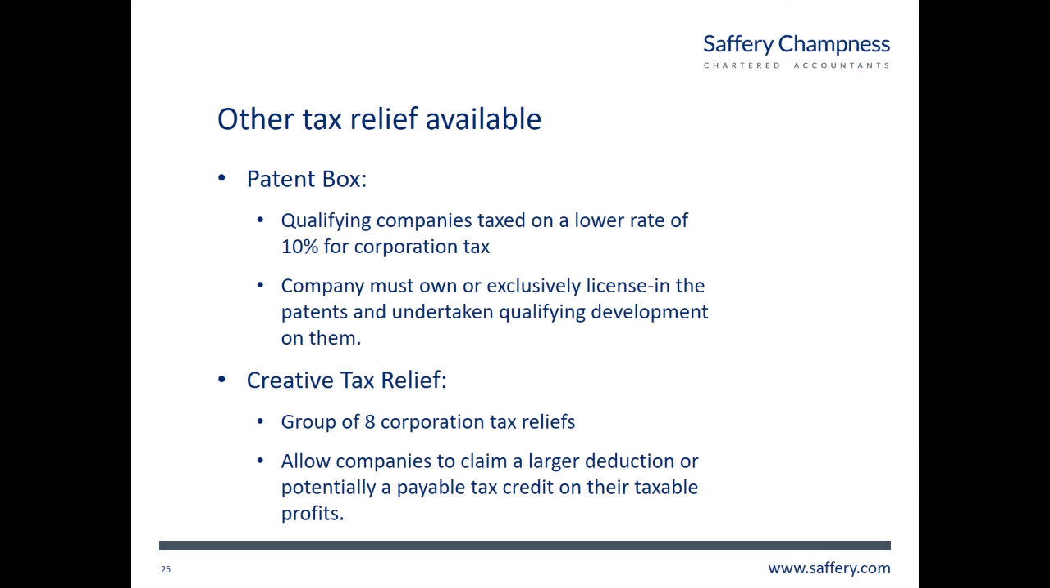There are two other tax reliefs available for creative businesses that are worth mentioning. The patent box allows a qualifying company to be taxed at the lower rate of 10% for corporation tax. The company must own or exclusively license in the patent and undertake qualifying development on them.